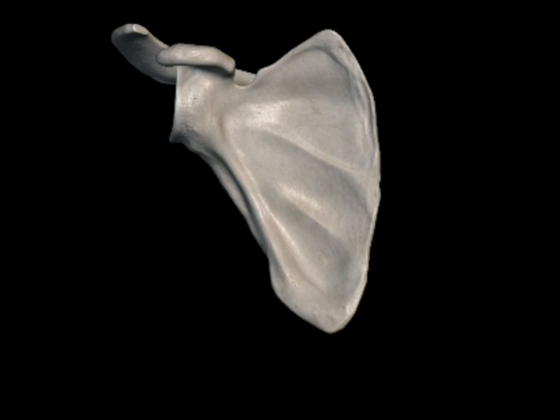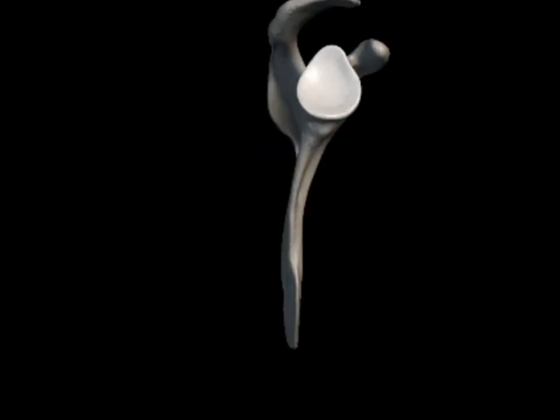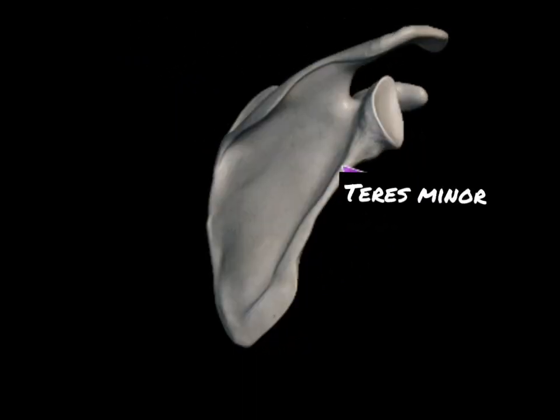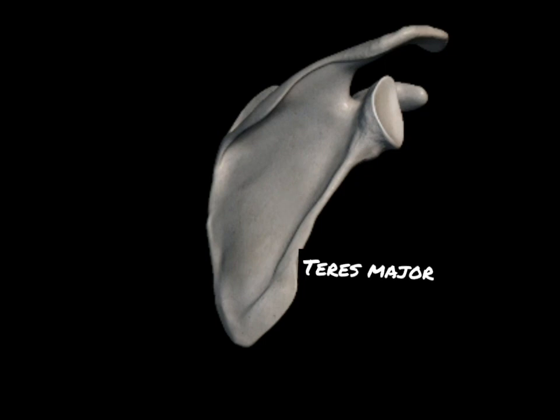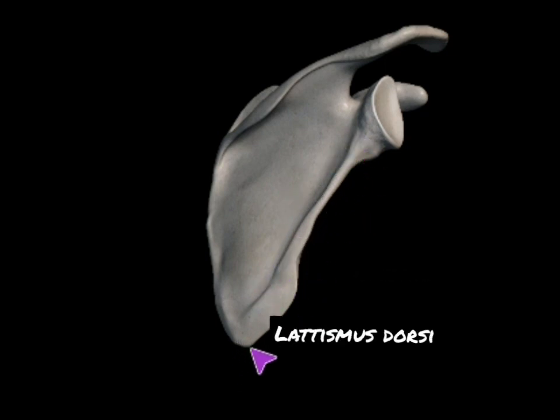Now let us talk about the muscle origin and insertion in review. Okay, now you can see this is the subscapular fossa, which means there will be origin of the subscapularis muscle. And you can see over here this is the lateral border. From the lateral border, there will be origin of the teres minor over here, and teres major from here. Now you can see over here there will be origination of what?